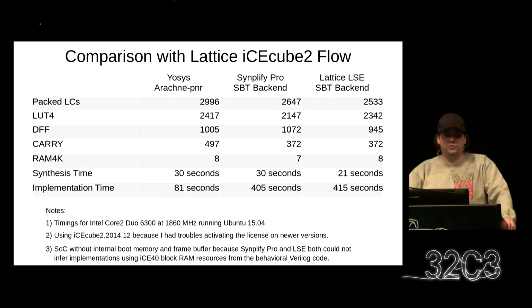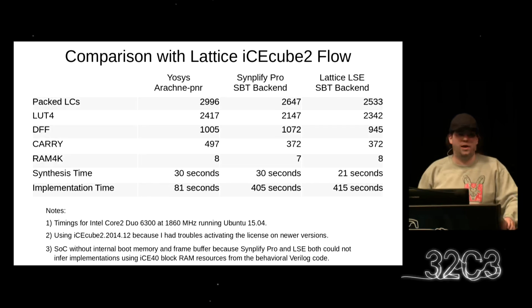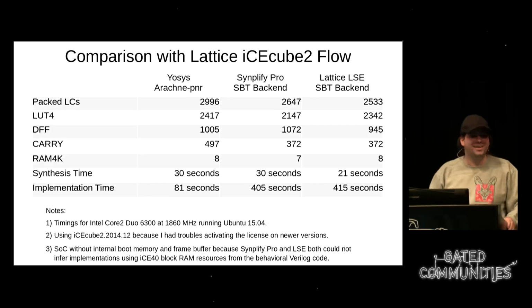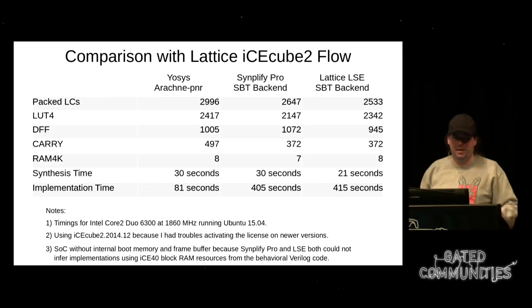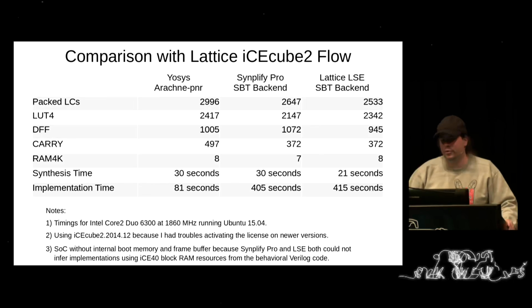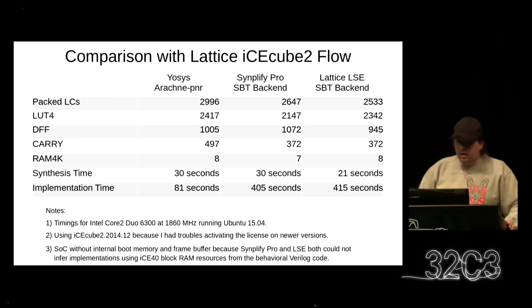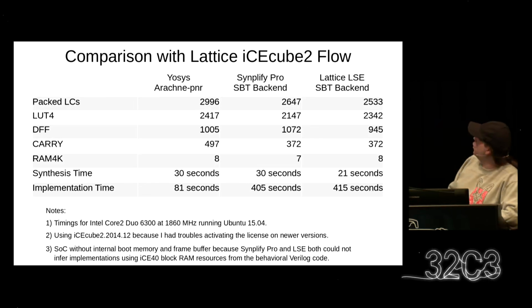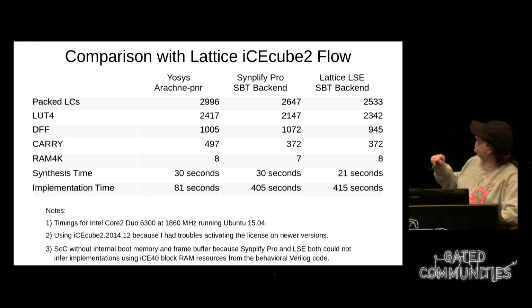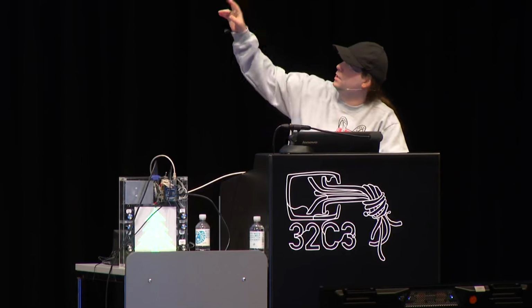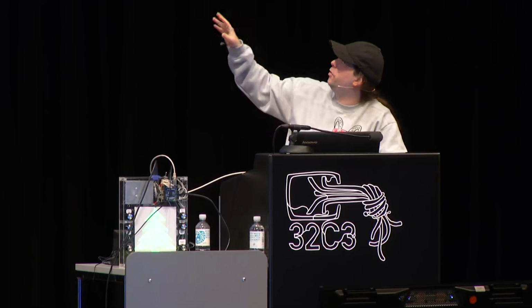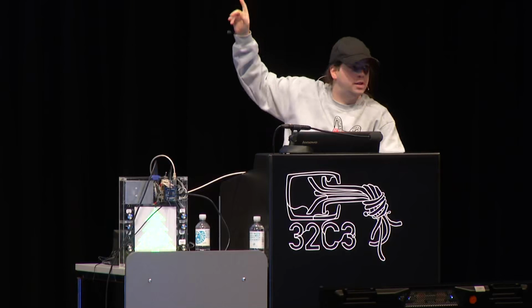And I also stripped down the internal blockgram to like 4 words or something like that. So it would be implemented in logic in both cases. You can see in terms of packed logic cells, the Yosys Arachne PNR flow is a little bit worse compared to the other 2 flows, but it's not like the world.